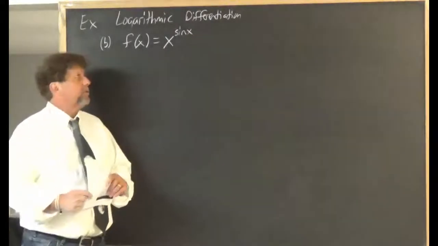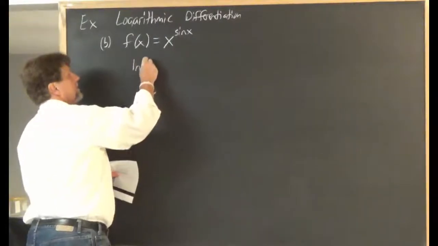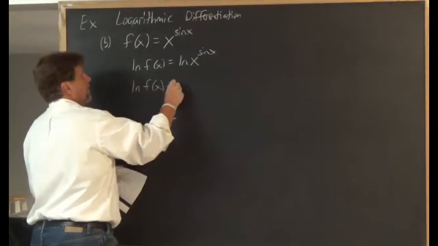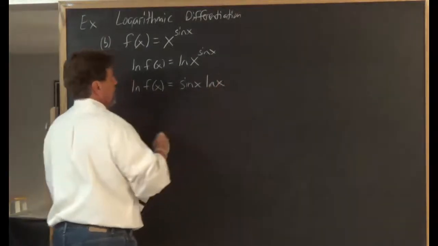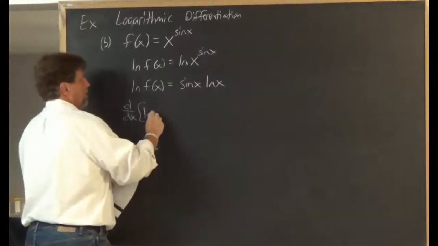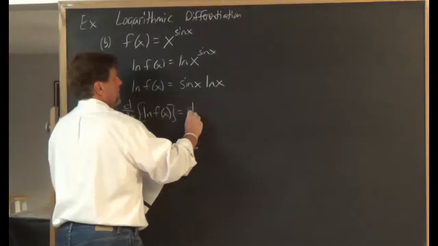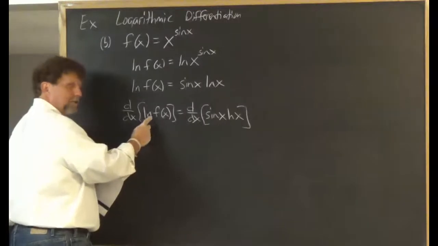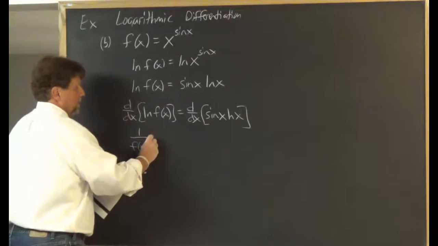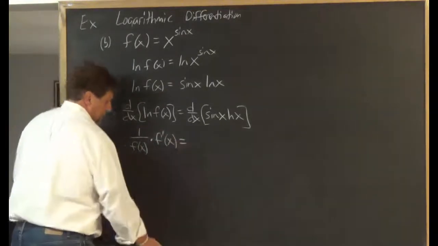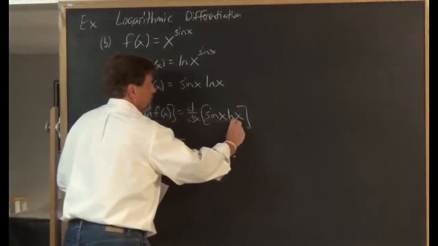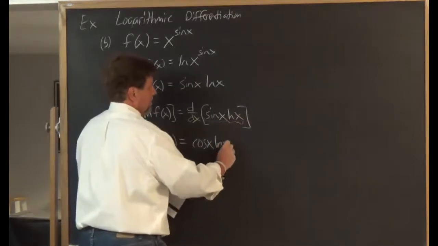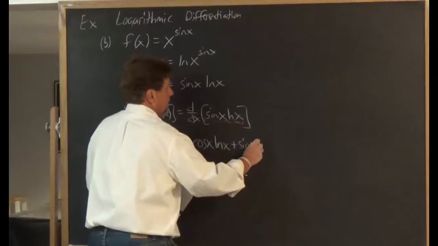We're going to get the derivative of f(x) equals x to the sine x. So first step, take the natural log of both sides. Then on the right-hand side, we use a property of logarithms to bring the sine x out front. Differentiate with respect to x, both sides of the equation. Over here on the left side, the derivative of natural log f(x) is 1 over f(x) times, don't forget the chain rule, f prime of x. On the right-hand side, yes, we have to use the product rule. We have two functions multiplied together. So the derivative of the first function times the second, plus the first function times the derivative of the second.